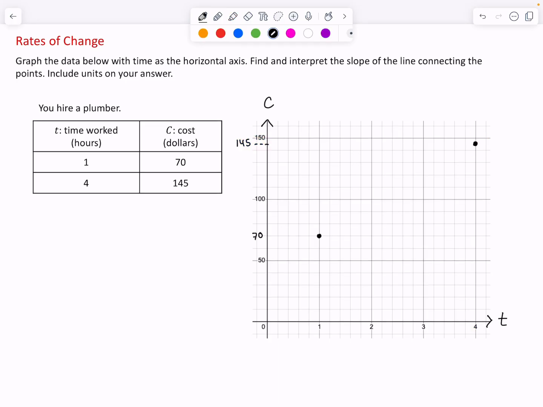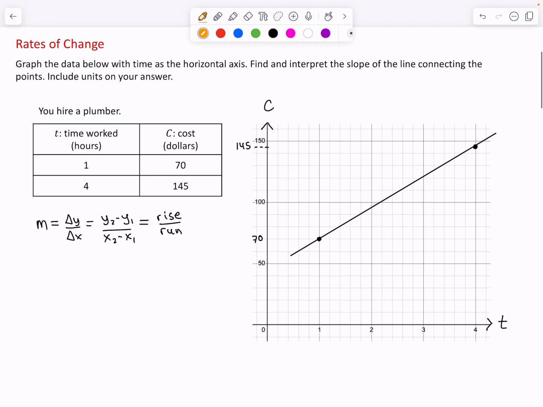Now we can make a line connecting these data points, and we can find the slope of this line. We'll use m for slope, and you may remember it as delta y over delta x, or y2 minus y1 over x2 minus x1, or this idea of rise over run. The first coordinate is t, that's the independent variable. That's what x normally is. And the second coordinate is c for cost, the dependent variable. That's normally what y is. But let's frame our slope in terms of these variables. It'll be change in cost over change in time.